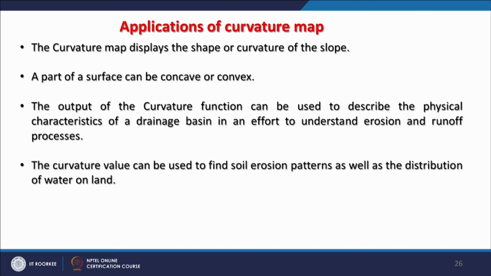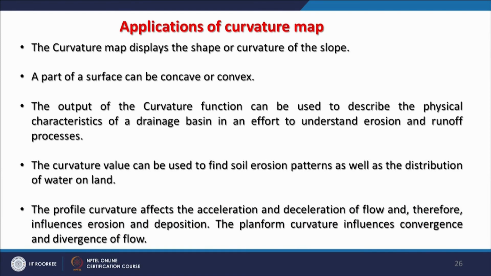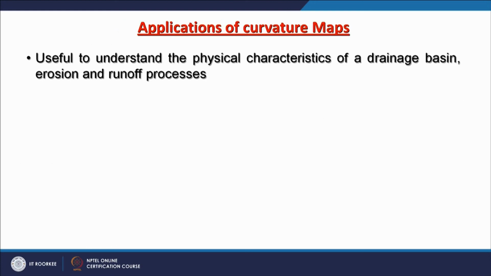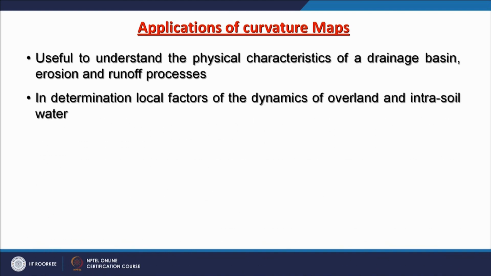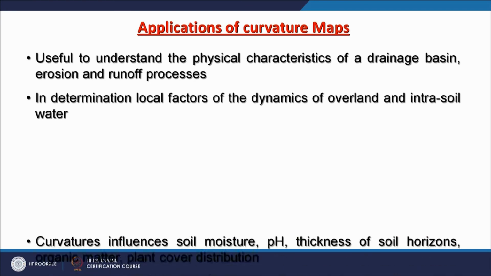because when we go for soil erosion modeling, slope curvature can also play a very important role in soil erosion modeling studies, and this is how we can calculate and provide these inputs into the modeling. The profile curvature affects the acceleration and deceleration of flow, and therefore influences erosional and depositional processes. The plan curvature influences convergence and divergence of flow. And application of these curvature maps will be useful to understand physical characteristics of a drainage basin, erosion and runoff processes, and in determination of local factors of the dynamics of overland and subsurface water flow.